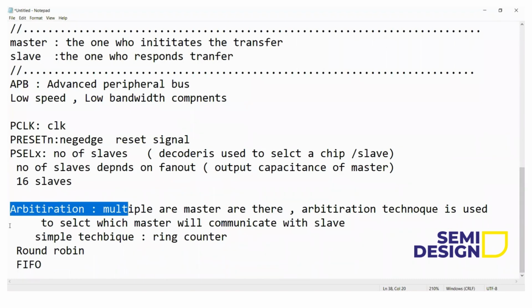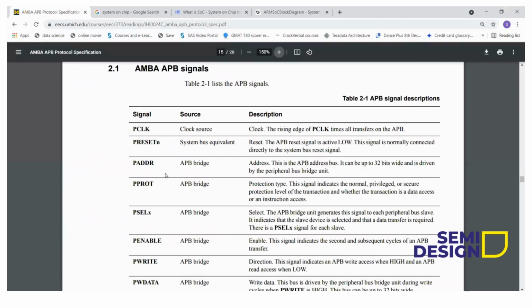So after this, X stands for number of slaves. Next there is one protection signal, which I will be telling about later.